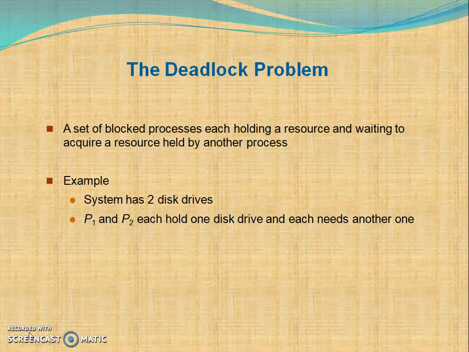Deadlock problem. Deadlock is a set of blocked processes, each holding a resource and waiting to acquire a resource held by another process. Example: a system has two disk drives. P1 and P2 are the two processes, each holding one disk drive and needing another disk drive. This situation leads to a deadlock.